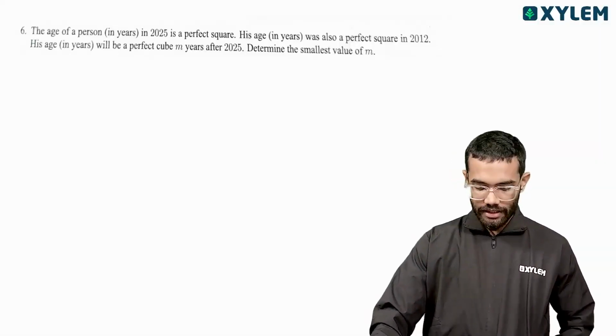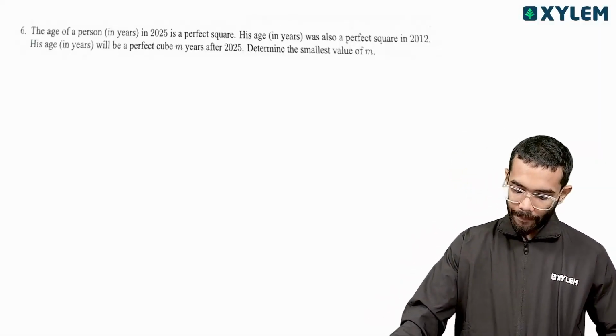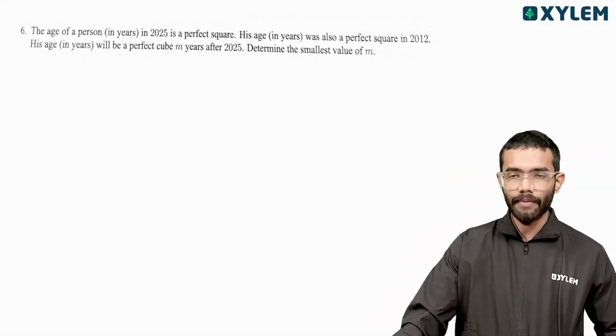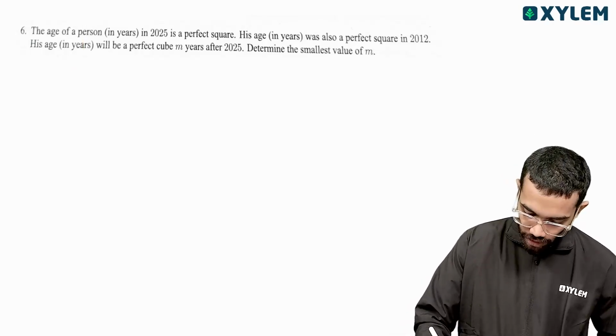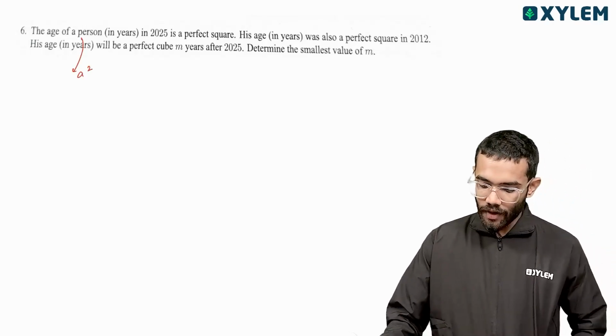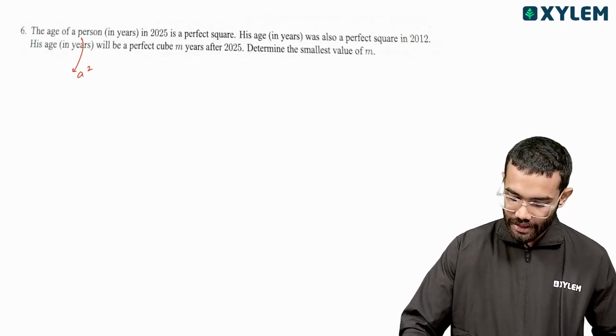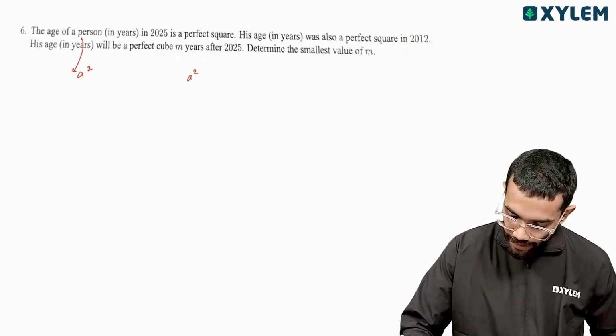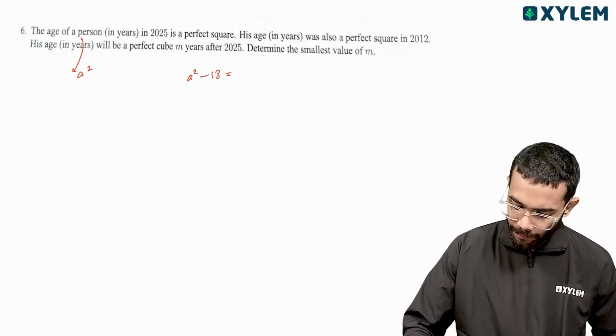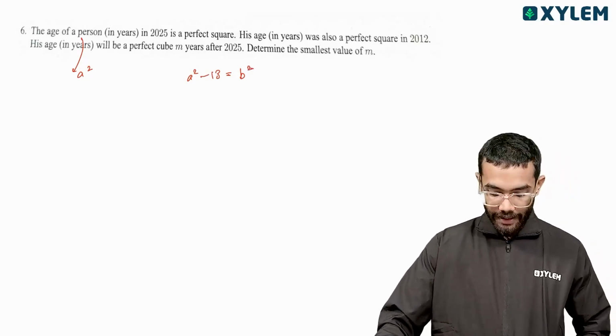അടുത്തത് sixth question. Age of a person in 2025 is a perfect square. അപ്പോൾ അത് a square എന്ന് എടുക്കാം. His age was also a perfect square in 2012. അപ്പോൾ 2012 age എത്ര? This is 13 years back. So a square minus 13 which is also a perfect square. So let's call it b square.